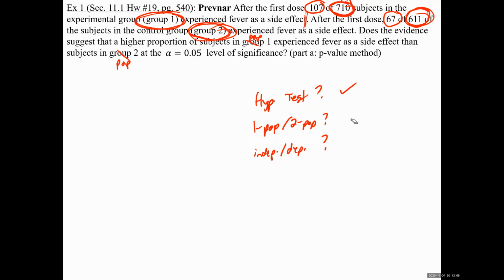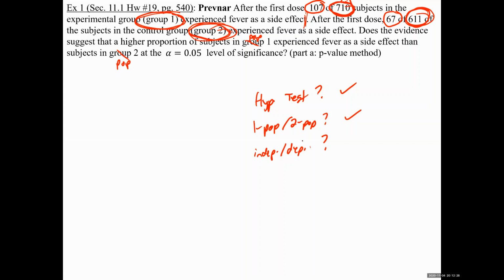So the populations are all people who have ever taken Prevnar, not just the 710 in this study, and the other population is all people who have taken the placebo, not the 611 that took the placebo. All right, we'll come back to that. So definitely it's a two population problem.